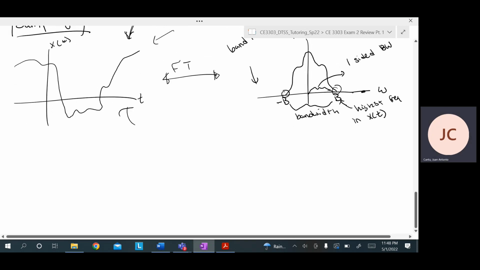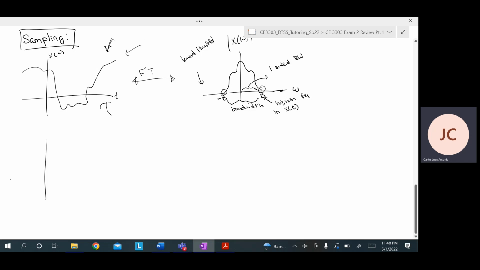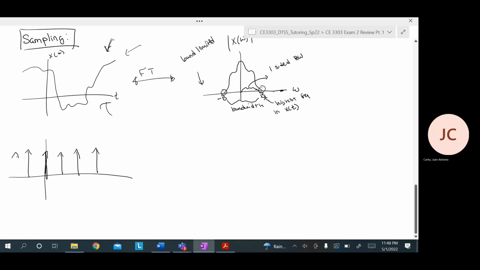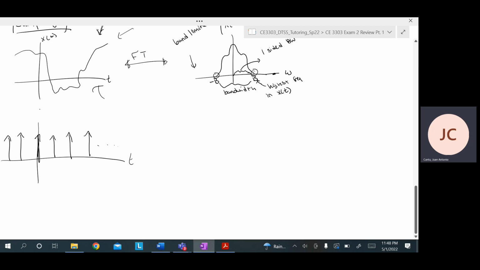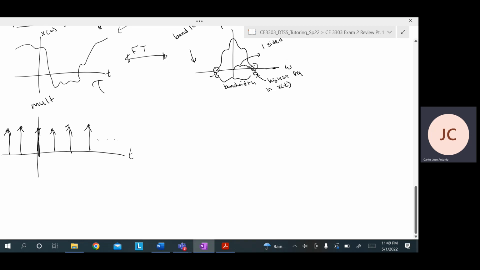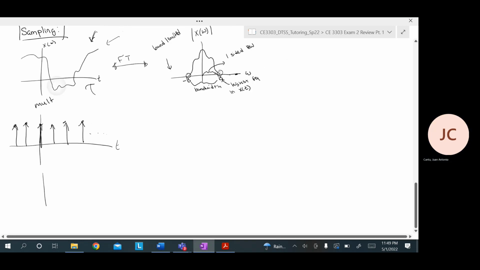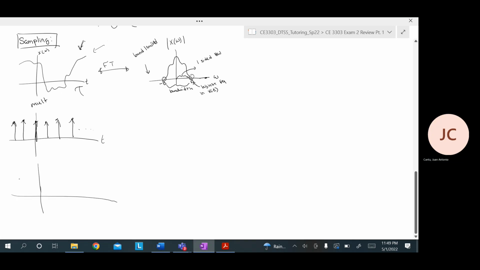So how do I sample? The way you sample is basically by creating a train of impulses. This goes on forever. I'm basically taking this train of impulses and multiplying it by this x of t signal. What that does is capture the signal only wherever these impulses occur. That's how I'm sampling this signal. So what happens, zoom out a bit, I get a discrete version of the signal.